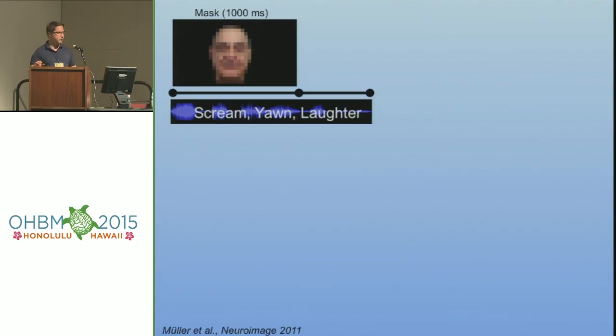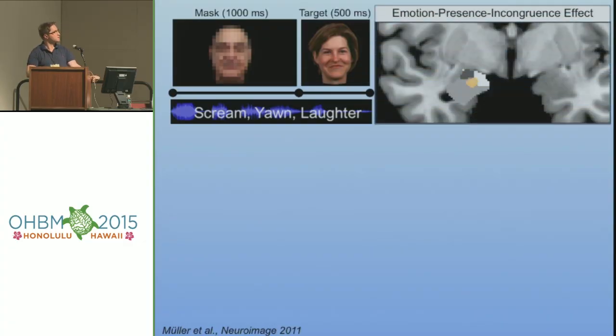So this is an fMRI study we did a few years ago, where subjects heard a scream, a yawn, or a laughter, and then first saw a masked face, and then had to judge the emotion present in a later presented face. And when we looked at the emotion presence incongruence effect, we found an activation here in the amygdala, and that was specific to the laterobasal part. So from that perspective, at first glance it makes sense.